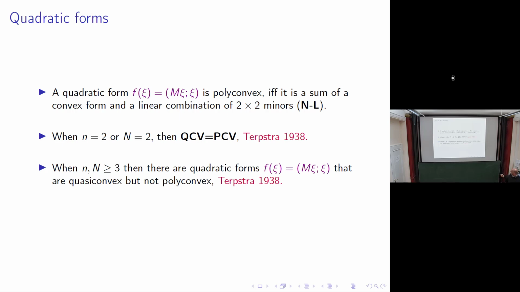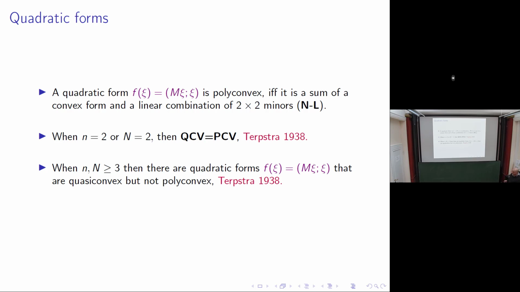Okay, so this means basically that polyconvex forms are generated by squares of linear forms and null Lagrangians, and this means that quasi-convex forms are not.